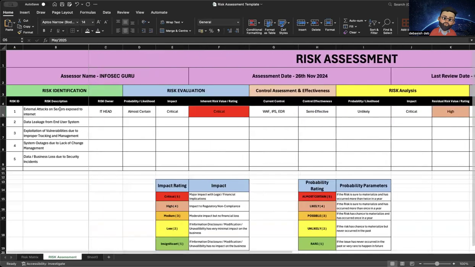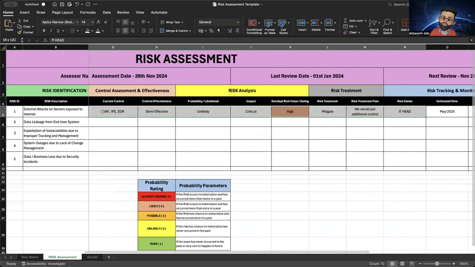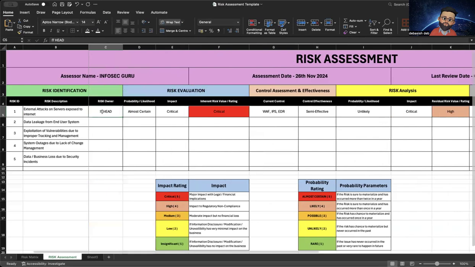Now, in this risk, I have taken some time so that you may understand how we do a practical risk assessment. Okay. Now I'll move quickly.